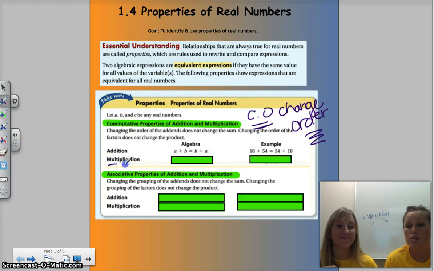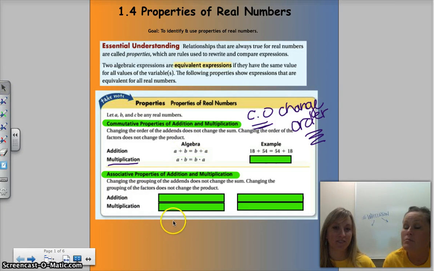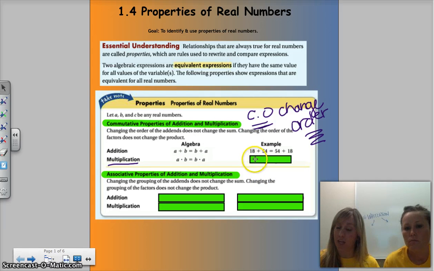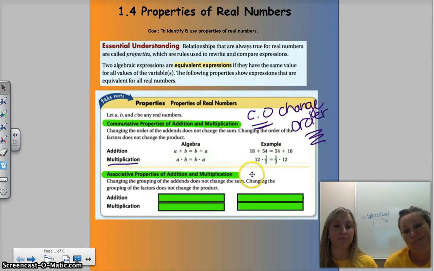All right, multiplication, same song and dance, friends. You're going to change the order when multiplying. So that's going to look like this: A times B is equal to B times A. Or you could write AB equals BA, which we would prefer. Remember, get rid of any excess signs that you don't need. Numbers-wise, we threw in a fraction. Actually, the book did that. 12 times half is the same thing as half times 12. You're going to get the same answer.